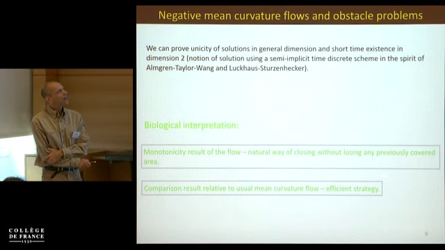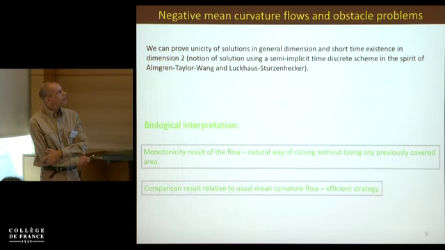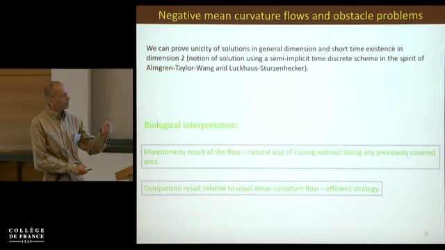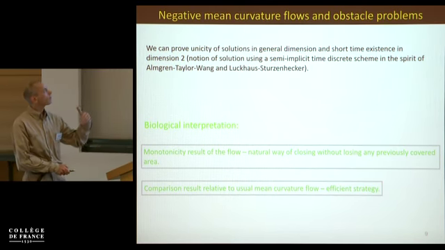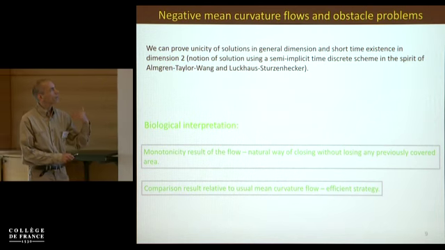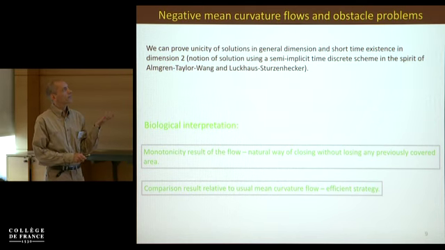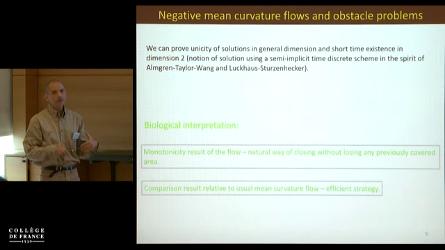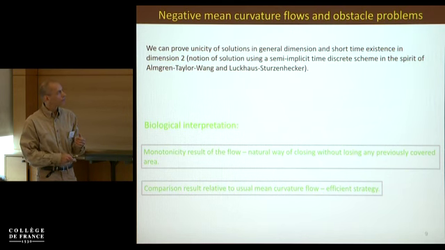So the thing that you have to retain from the biological point of view is the fact that you have a monotonicity, so the fact that the set at the posterior time is always inside the set at the previous times. It's just saying that using this type of negative curvature flow is a natural way of closing without ever losing any previously conquered area, which is an interesting thing from the biological point of view.